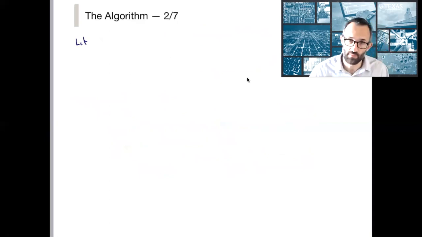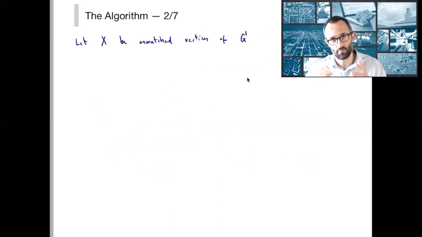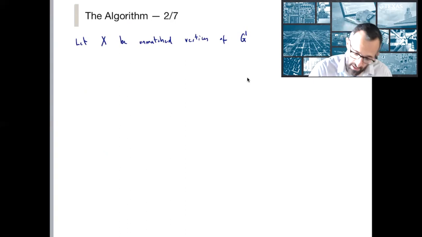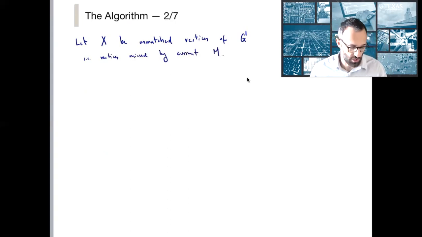So as with Edmonds' Blossom algorithm, let X be the exposed vertices. In other words, the unmatched vertices of my graph G prime, which again is my graph GY, only the allowable edges that satisfy complementary slackness, with all of the maximal elements of omega collapsed. So let X be the unmatched vertices of G prime, in other words, those vertices missed by our current matching M, which is not primal feasible.